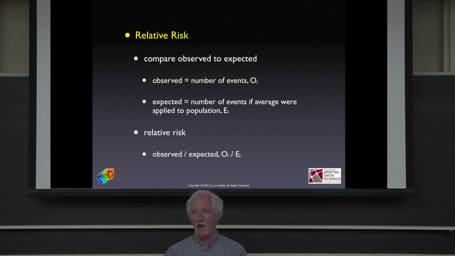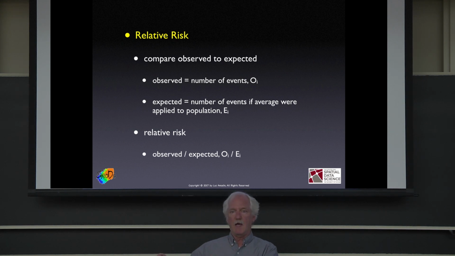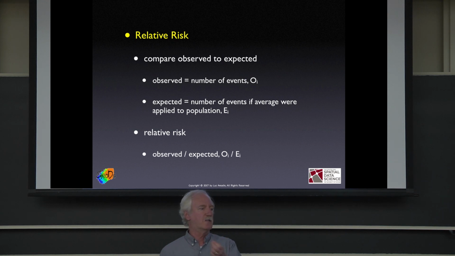So you look at the average rate of car accidents in a whole city. Then you look at a neighborhood. You have the number of cars in the neighborhood. You multiply that by the average risk. That should give you how many accidents you could expect to happen in that neighborhood. And then you compare that to what actually happened.